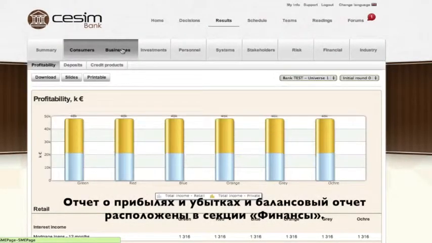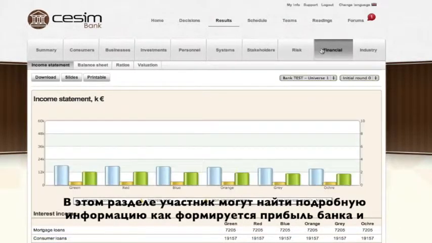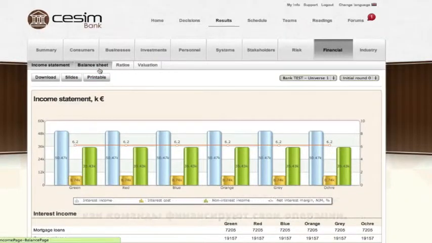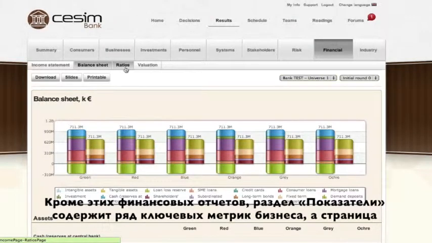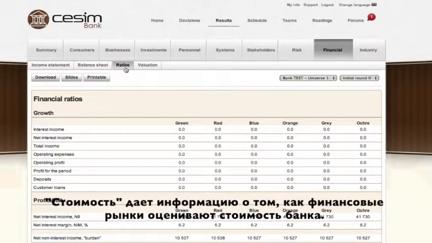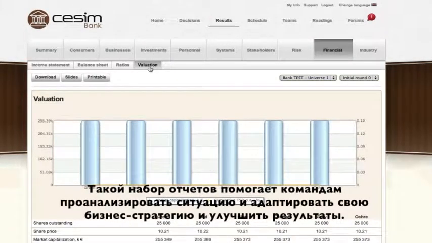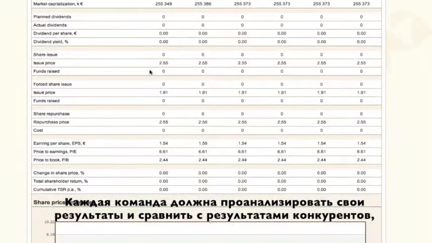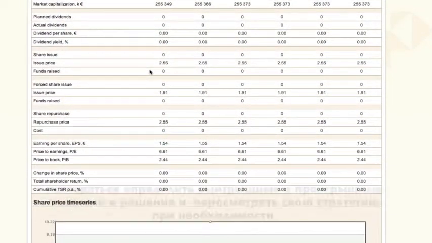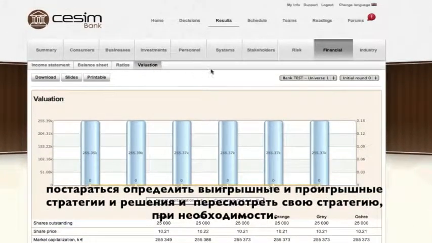The income statement and balance sheet are located under the Financial tab. There, the participants can find a detailed account of how the competing banks are earning their bottom line and how they fund their operations. Alongside financial statements, there is a long list of key performance metrics under ratios, as well as details about how financial markets are valuing the company available on their valuation. The various reports give vital information for teams looking to adjust their strategy and improve their performance. Every team should analyze the results by comparing their team's results against their competitors and try to identify winning and losing strategies and decisions, and then revise their strategy if necessary.